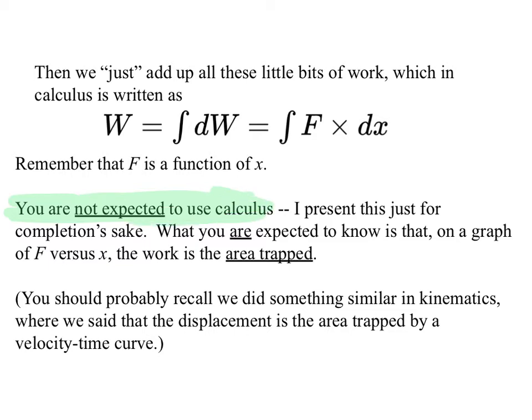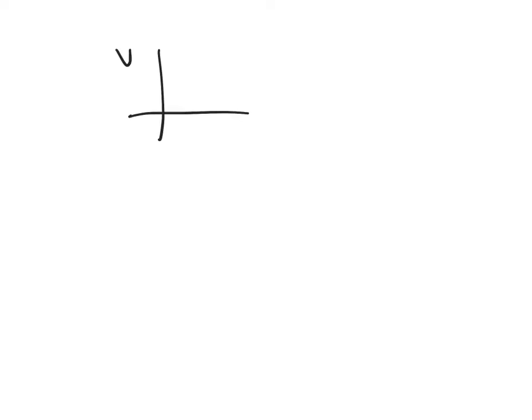But what the committee does expect you to know is that on a graph of F versus x, the work is the area trapped. You should probably recall that we did something similar during our chapter on kinematics, where we said that if you had a v-t graph and someone told you that the object traveled with a velocity that changed like this, and you asked how far it traveled between this moment and this moment, you would have figured out the area of that. And the delta x is the area, what I like to say, trapped by the curve.